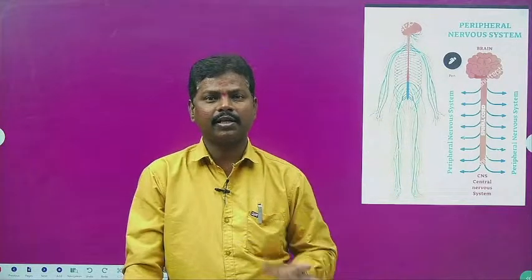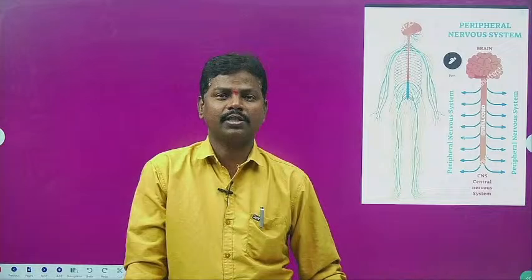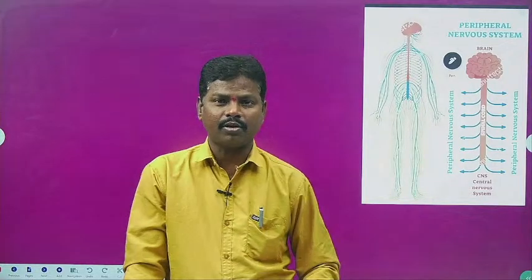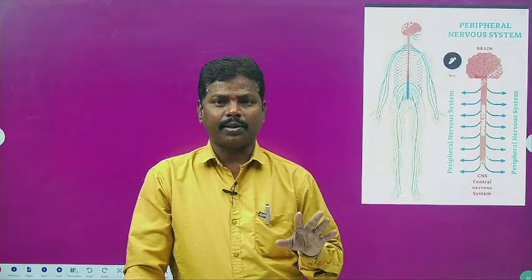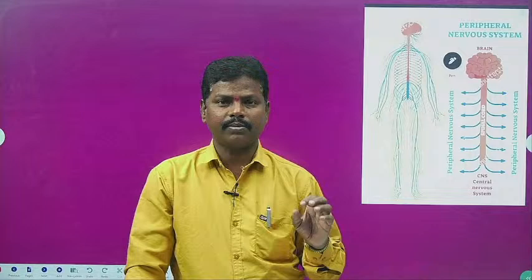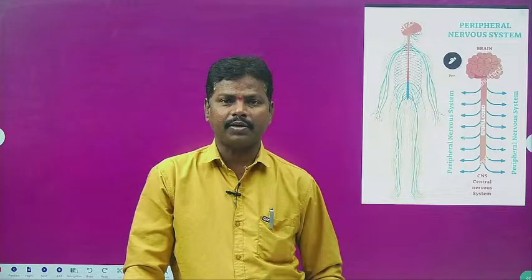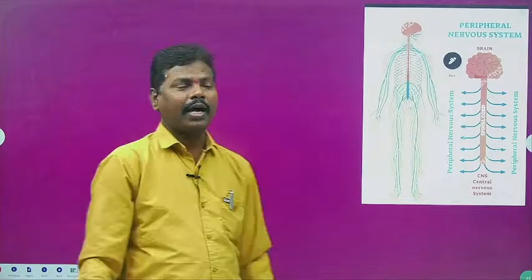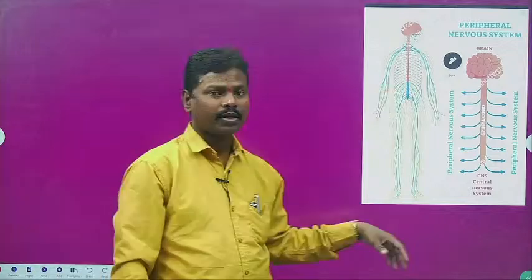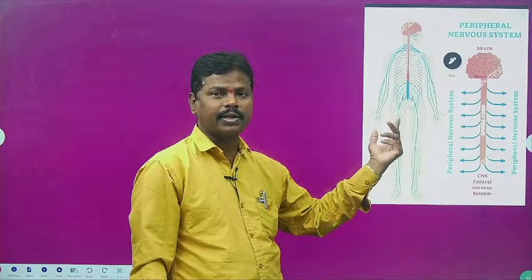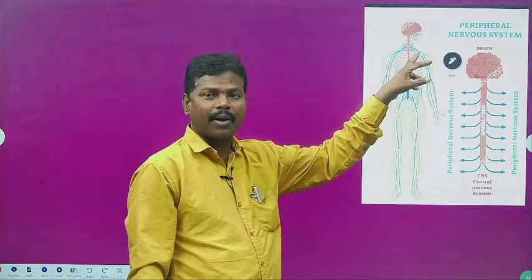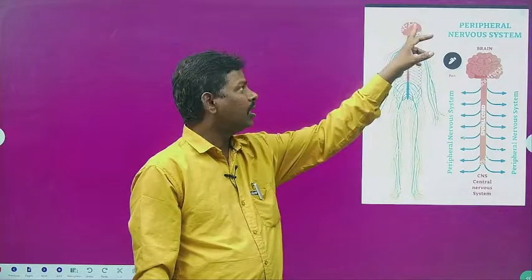In the previous class we discussed already about the central nervous system, that is brain and spinal cord. Two parts we discussed. Now the other system in the nervous system, the second one, is the peripheral nervous system. What do you mean by peripheral nervous system? I think you are seeing this picture. Peripheral nervous system is nothing but the nervous system which is formed with cranial nerves and spinal nerves.